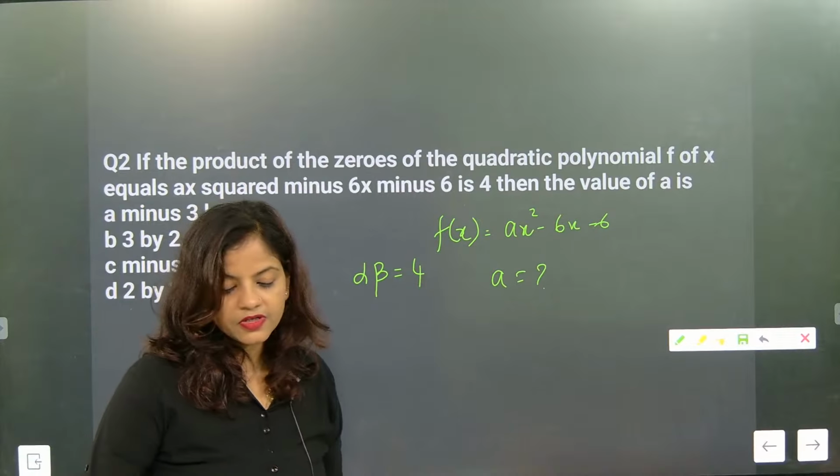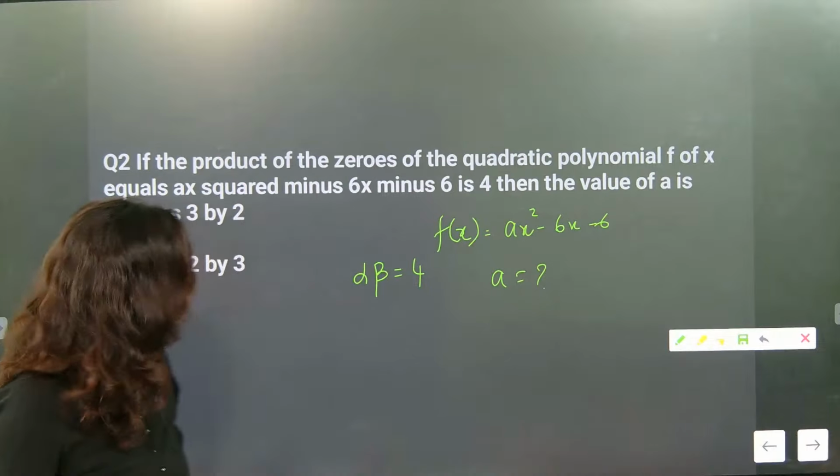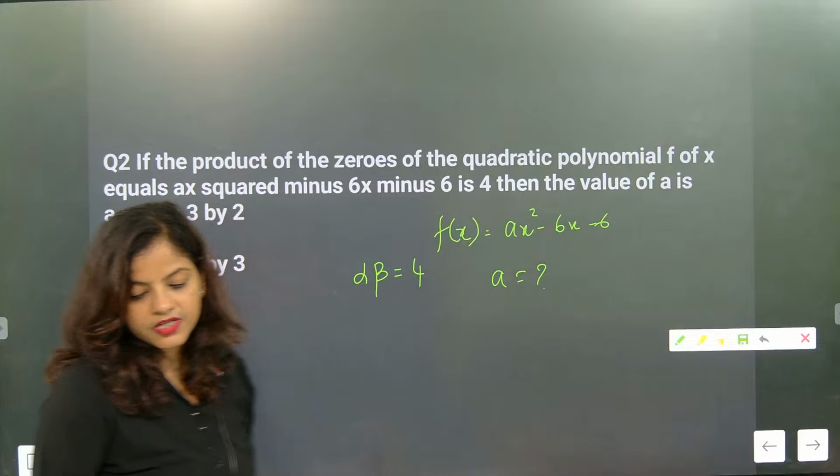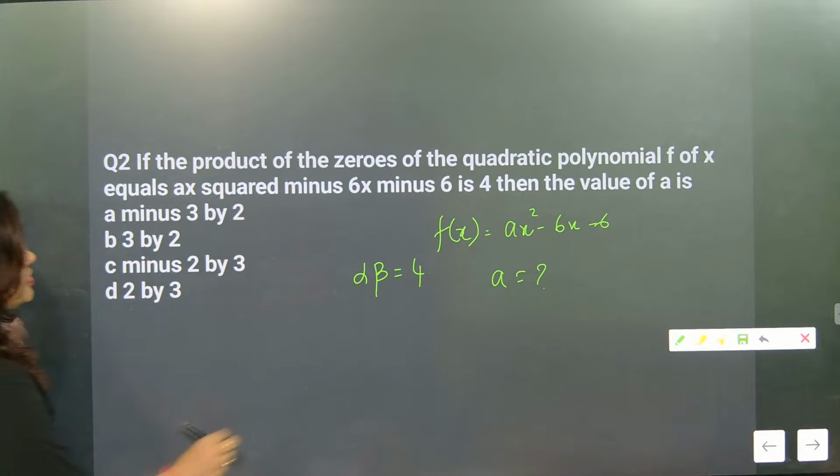I hope you might have understood this one. Come on, go for it. So this equation is coming ax square minus 6x minus 6 is there. What is the answer? Minus 6 by 4. Let's check this one out.